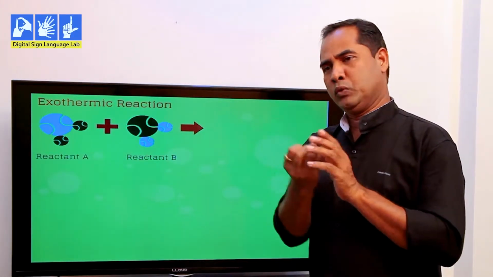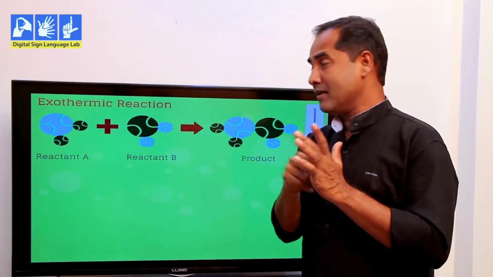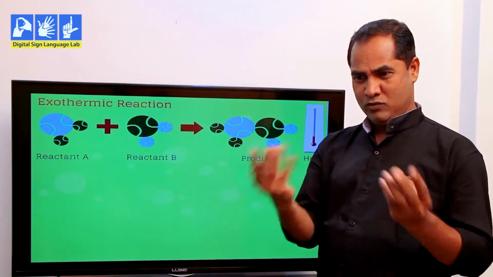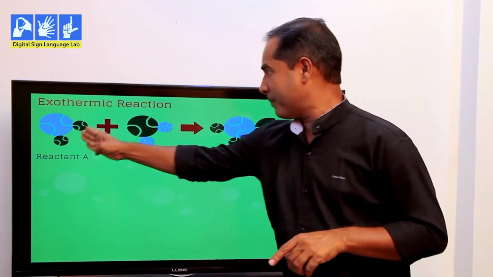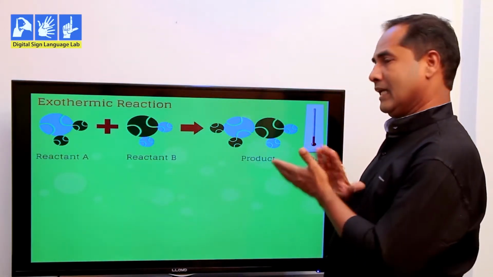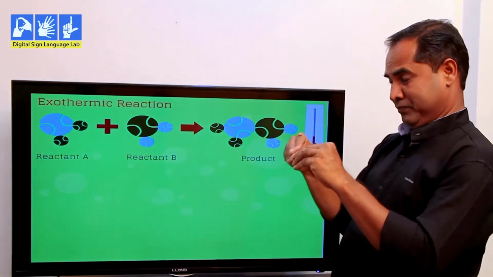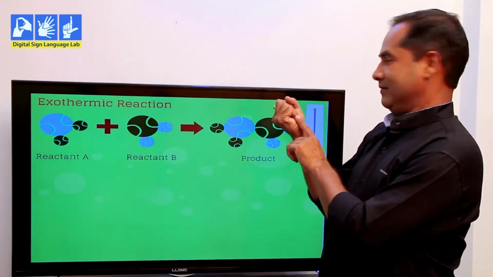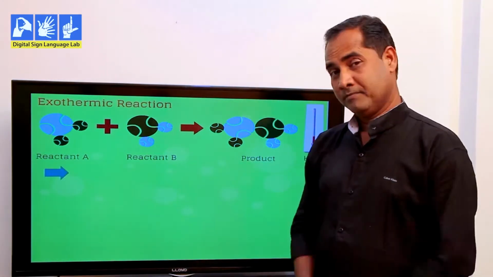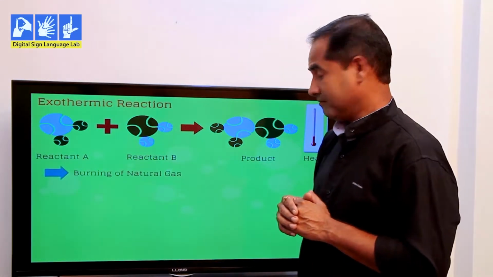Exo means out or outwards. Thermic means related with heat. So when two chemicals react, heat is released along with the product. Now we'll see an example.